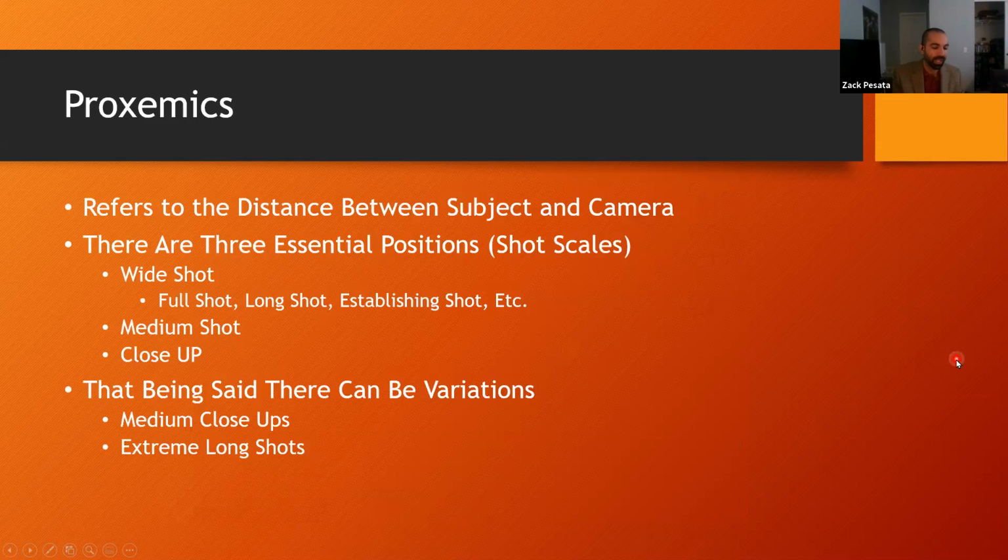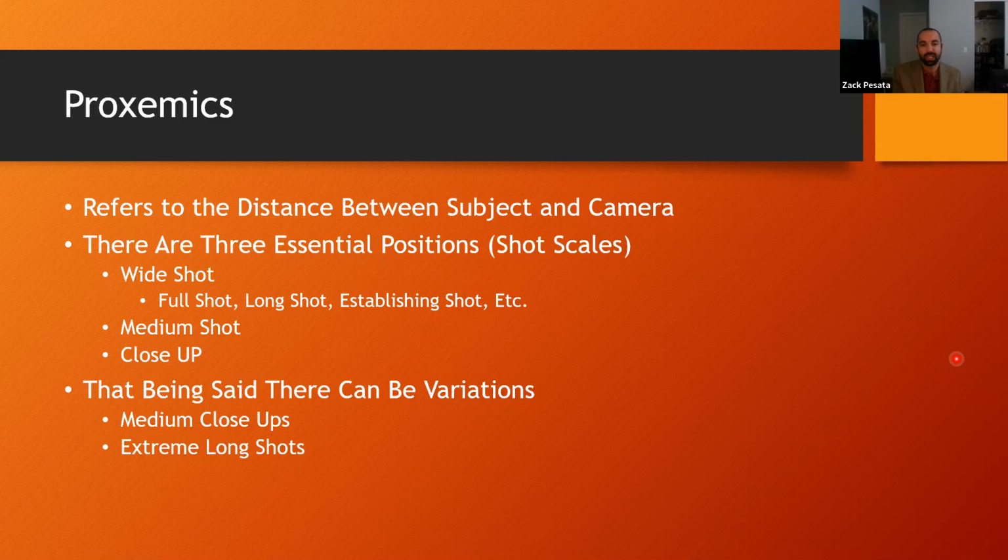So again, shot scales is in relation to proxemics. This refers to the distance between the subject and camera. And to be clear, it's the perceived difference. You can shoot a close-up with a tight enough lens from 30 feet away from your subject. But it's just how we see the distance between the subject and the camera.